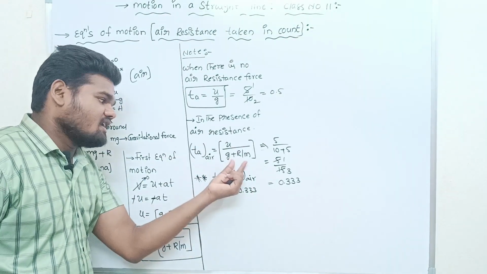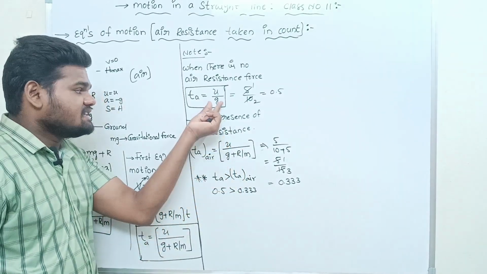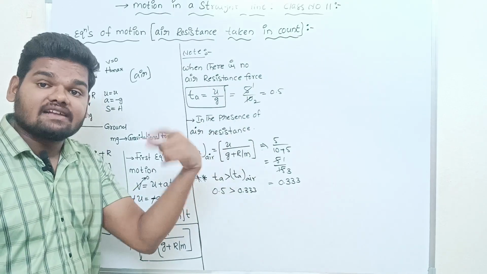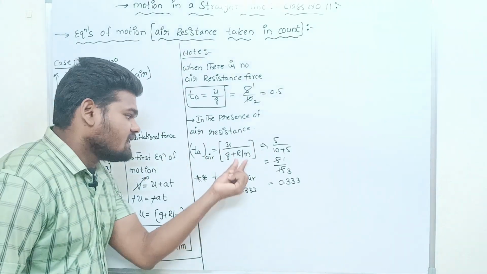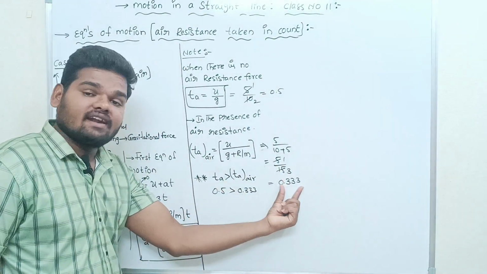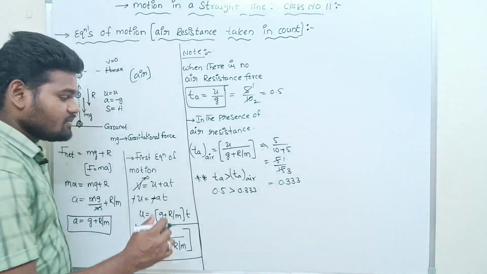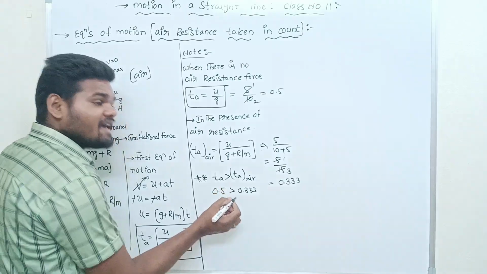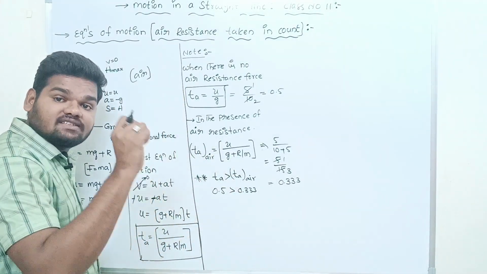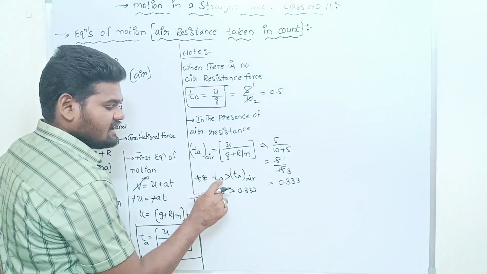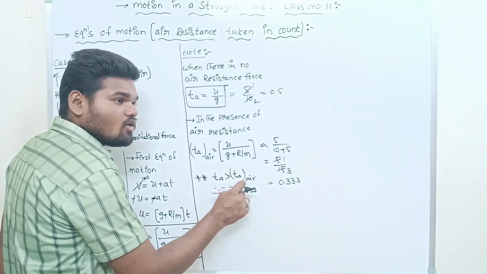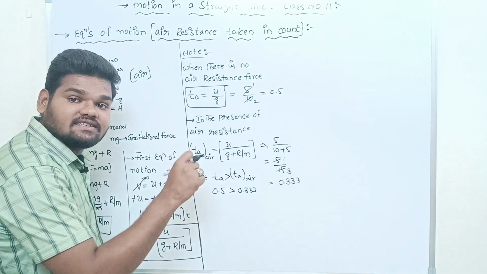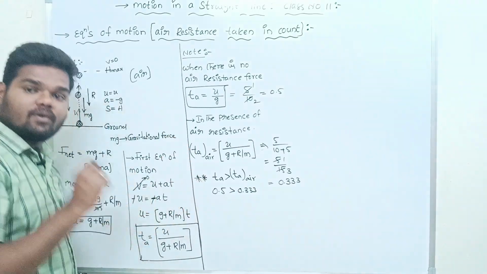Absolutely, this value is greater than this value because here in the denominator we have g plus something. Absolutely, it becomes more than this. Then, whenever the denominator value is greater, what happens? The overall answer will decrease. So here also the overall answer is decreased to 0.333. That means the time taken by the object to reach maximum height in the absence of air is greater than the time taken by the object to reach the maximum height when air resistance force is taken into count.